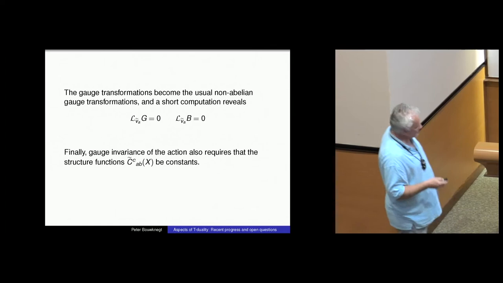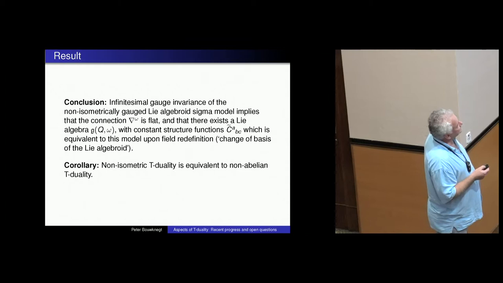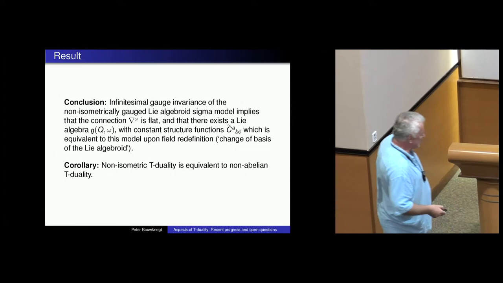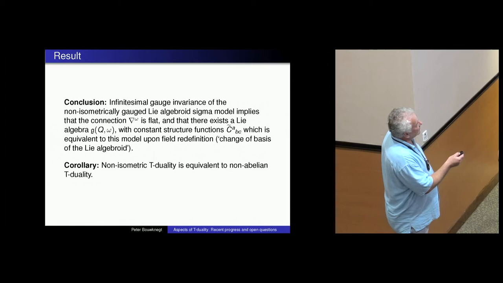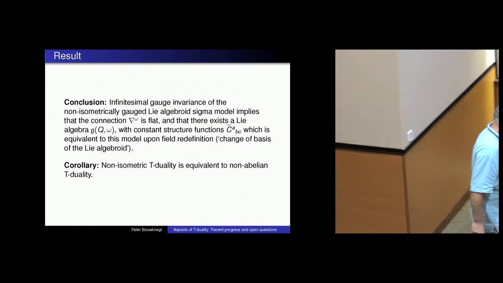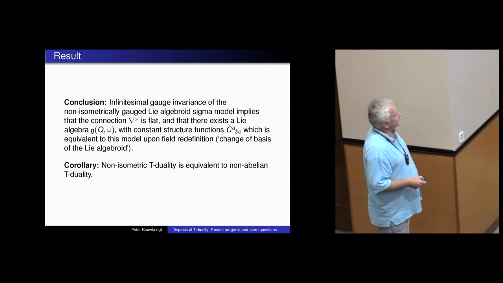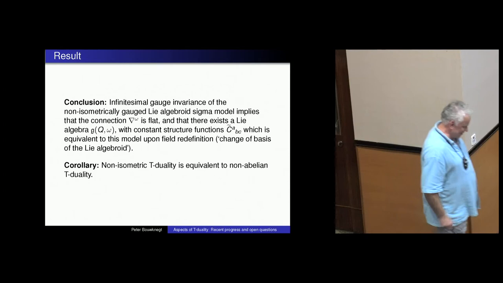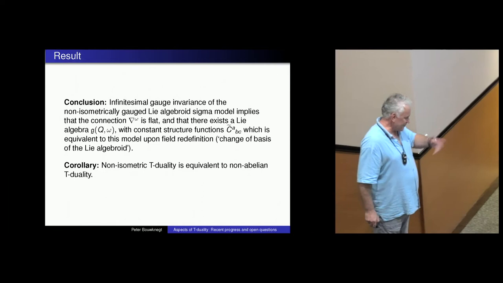So in terms of a theorem, if you want this gauged Lie algebroid model to be invariant, you find that the curvature of this Lie algebroid connection is zero. This connection is flat, and you'll actually find that there exists a basis transformation, so that you find inside this Lie algebroid just a regular algebra of vector fields, which close into a Lie algebra. And that explains why these examples that these people worked out are just equivalent to non-abelian T-duality. You just do the T-duality with respect to a different basis, and you find the dual. So that was sort of disappointing.